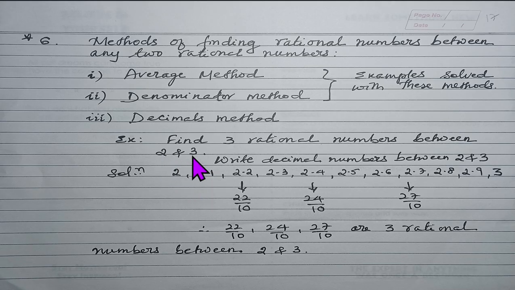First of all, write the decimals between 2 and 3. We have 2, 2.1, 2.2, 2.3, 2.4, 2.5, 2.6, 2.7, 2.8, 2.9 and 3. So between 2 and 3 we have these decimal numbers. Now we want three rational numbers, so convert 2.2 into p by q form. 2.2 becomes 22 by 10, 2.4 becomes 24 by 10 and 2.7 becomes 27 by 10. We were asked for three rational numbers, that's why I converted them into p by q form, and these three are 100% rational numbers between the given two numbers 2 and 3. So this is what is called the decimals method.